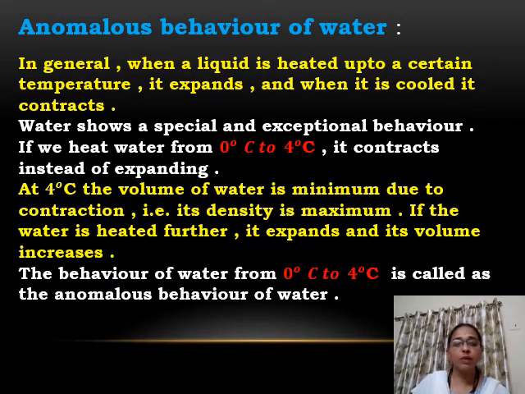So what is the anomalous behavior of water? From 0 degrees Celsius to 4 degrees Celsius, water starts increasing its density and decreasing its volume. So its volume is minimum at 4 degrees Celsius and its density is maximum at 4 degrees Celsius. This property of water we call the anomalous behavior of water.